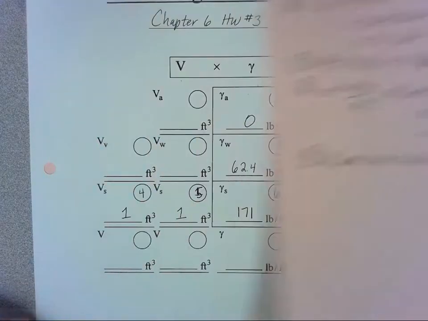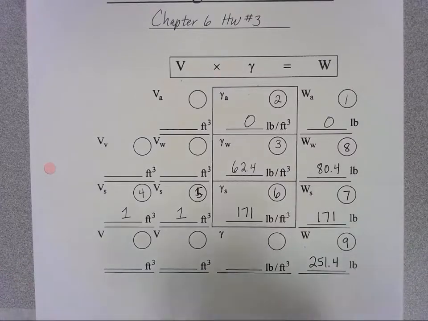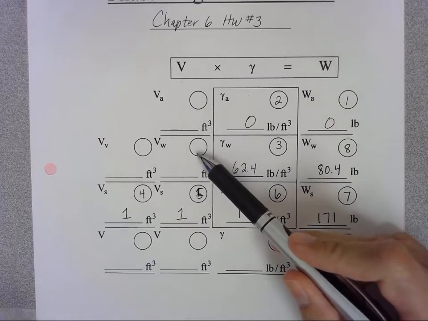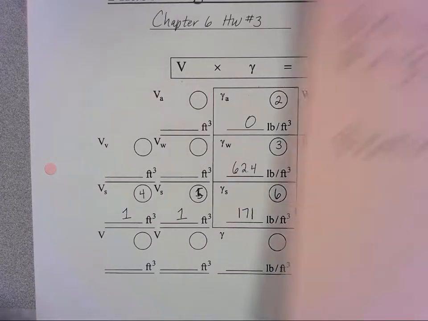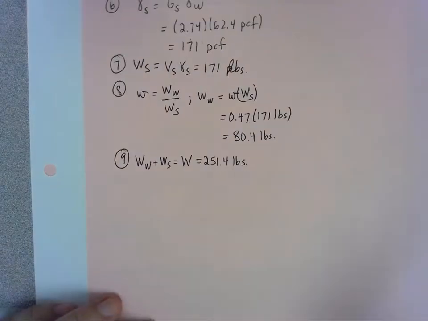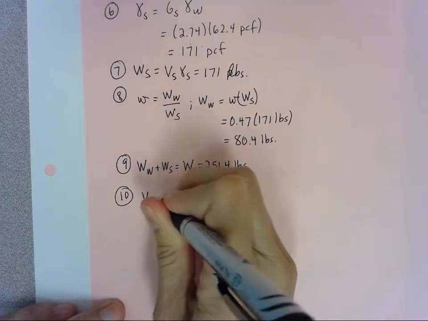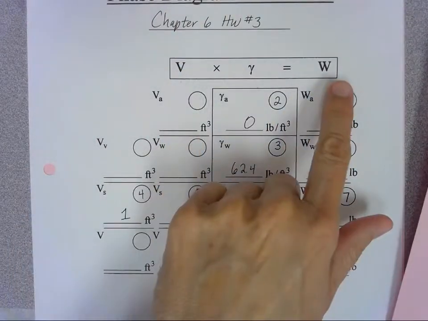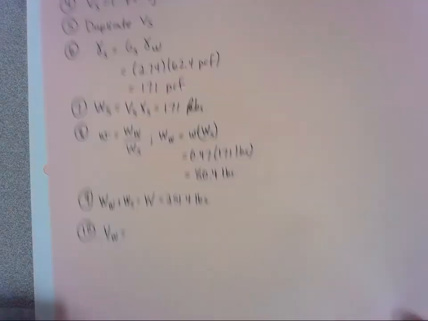All right, so now I know all of this information. I can solve for different things here. I'm going to go ahead and solve for this volume of water since I know the weight of the water and the gamma water here. And I'll make that number 10. So my volume of the water, and remember you've always got the relationship right up here that you can use. It's going to be my weight of the water divided by my gamma water.